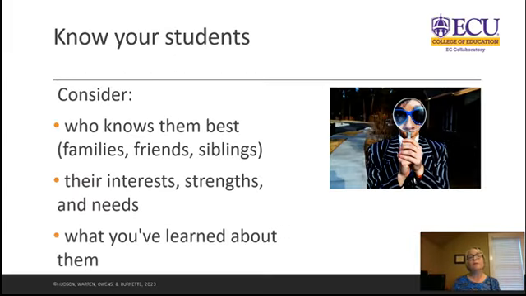When teaching students with extensive support needs, it's important to know your students well and use this knowledge in your lessons. Talk to their friends, their family members, their siblings, to discover things about them that you don't know, such as their interests, their strengths, their needs. Then use this information when creating lessons for them.